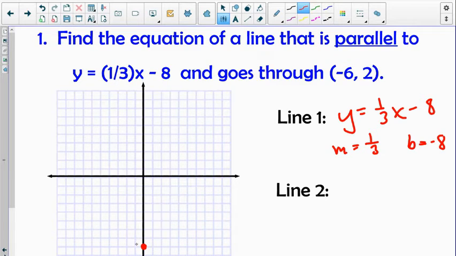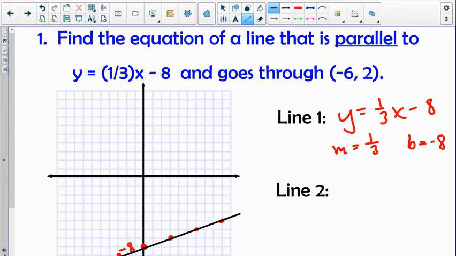So on my graph, I'm going to start at -8 on the y-axis, and I'm going to plot more points using my slope. Remember, slope is rise over run. So my fraction tells me that I want to rise 1 and run to the right 3. Rise up 1, run to the right 3. If I work backwards, I then go down 1 and back 3. And I would get a line that looks something like this.